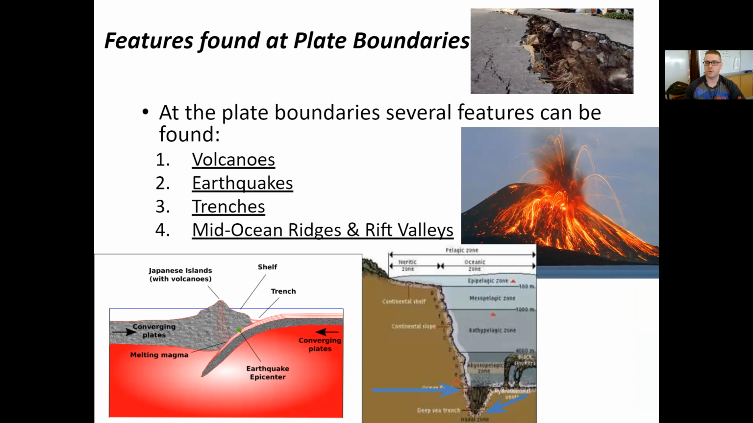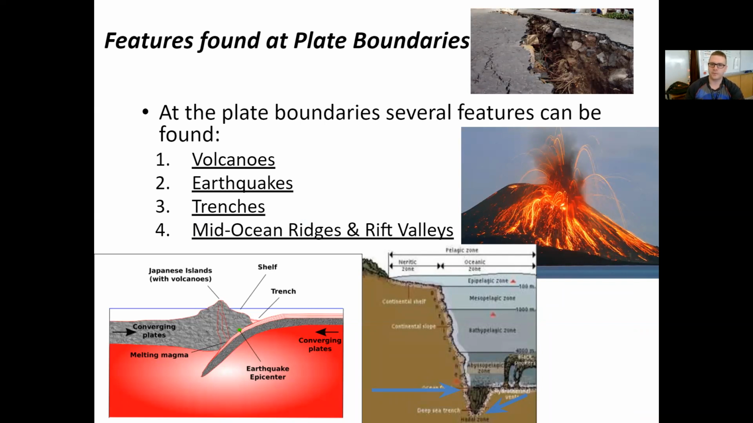We have multiple different types of features. We have volcanoes. We all know volcanoes are exploding mountains where lava comes out. Earthquakes, where the earth shakes like an Etch-a-Sketch. Trenches, these really deep parts of the ocean that we find at the boundaries between some of these plates. Mid-ocean ridges, where we're making new basalt, new oceanic lithosphere, and rift valleys, where continental crust is really slowly pulling apart from each other, creating these new really deep valleys.